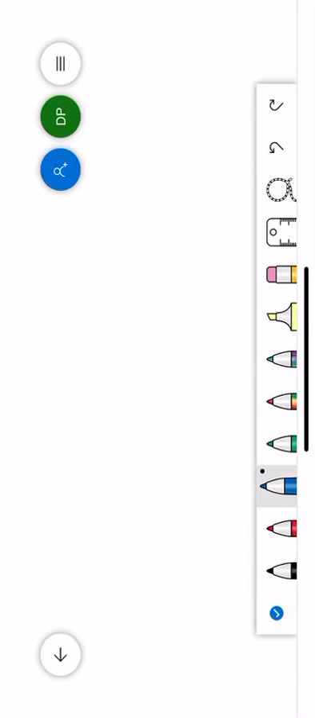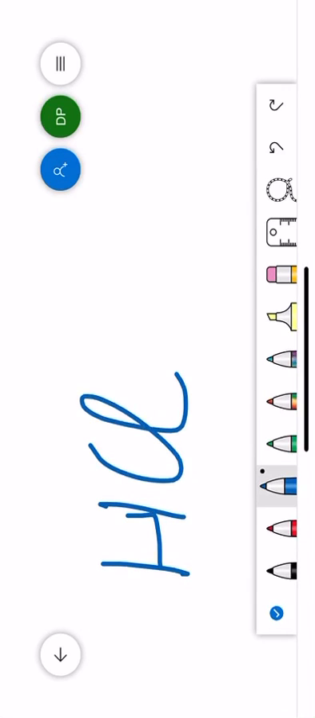Hello everybody, today we're going to learn about hydrogen chloride. Okay, hydrogen chloride. H is the symbol for hydrogen and Cl is the symbol for chlorine.